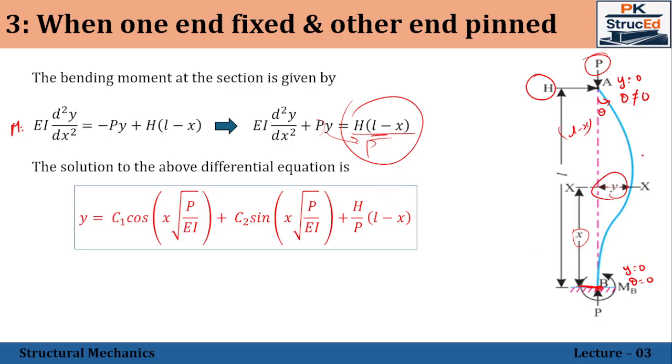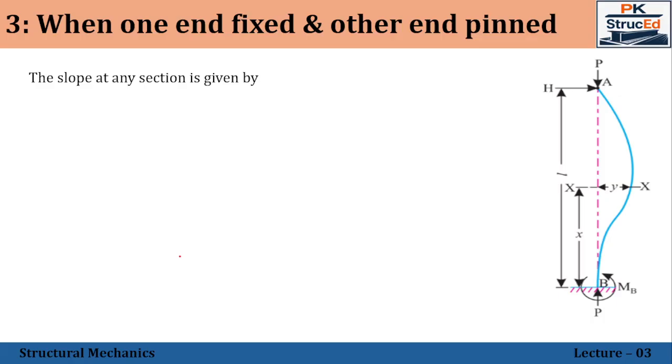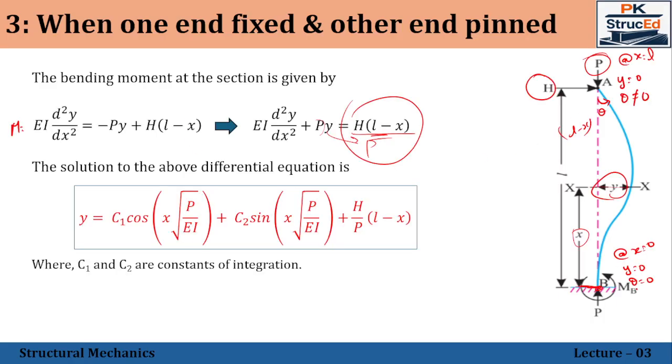Now again, we can apply these three boundary conditions. That is, at x is equal to 0, y is equal to 0 as well as theta is equal to 0, and at x is equal to L, y is equal to 0. These are the three boundary conditions we are having to solve for these unknowns. As usual, C1 and C2 are the constants of integration. Now we are deriving for the slope also, because we are going to apply this condition also, that is at x is equal to 0, theta is equal to 0.